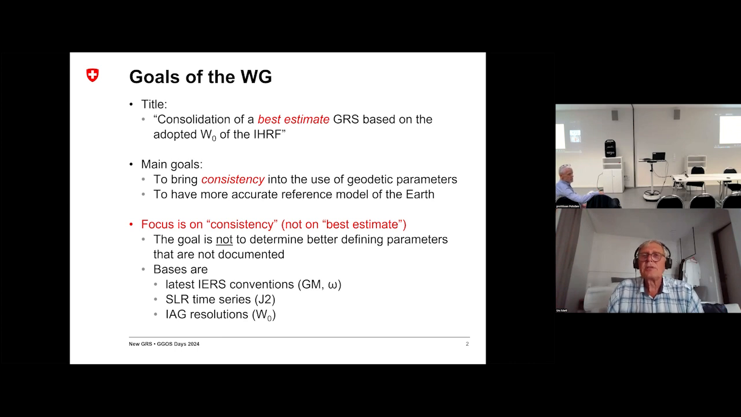So our goal is not to determine better defining parameters that are not documented yet. So we would really like to base on already existing parameters. The bases are the latest IERS conventions, so for GM and omega, the Earth rotation. Then we have the SLR time series for the J2. And of course, we have the IAG resolution of 2015 of the W0.